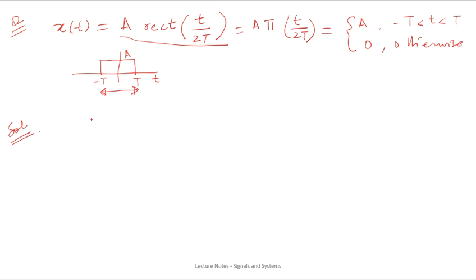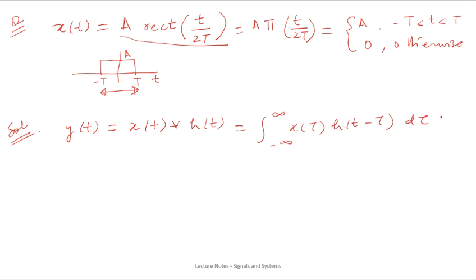So the question was that you have to find the convolution of a rectangle signal with itself. By definition, you know that y(t) is equal to x(t) convolution h(t), which is the integral from minus infinity to infinity of x(tau) h(t minus tau) d tau. In the very first step you have to write equations and draw sketches for x(t) and h(t).